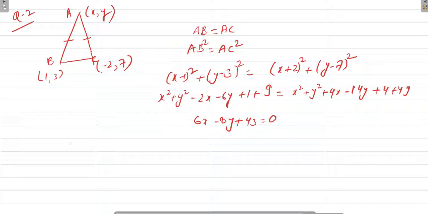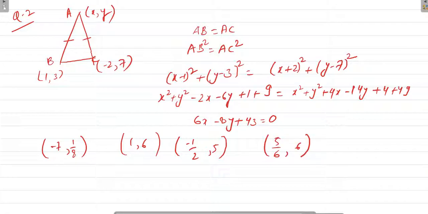Now we have four options. As you can see, out of these four, the options are (-7, 1/8), (1, 6), (-1/2, 5), and the last option is (5/6, 6). As you put these four options, we have to do hit and trial on this question. So A is satisfied by this equation, and B is not satisfied, because if you put it here you will not get 0. C and D both are again satisfied.